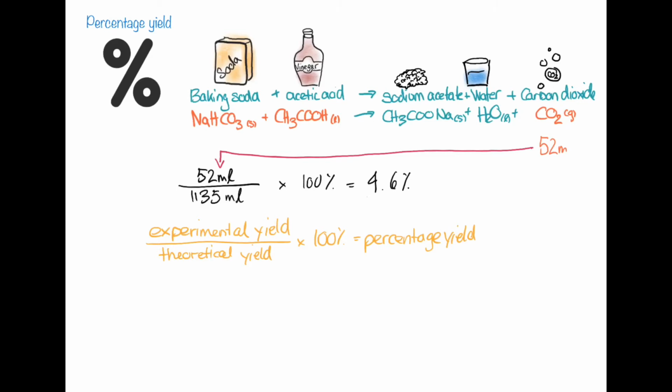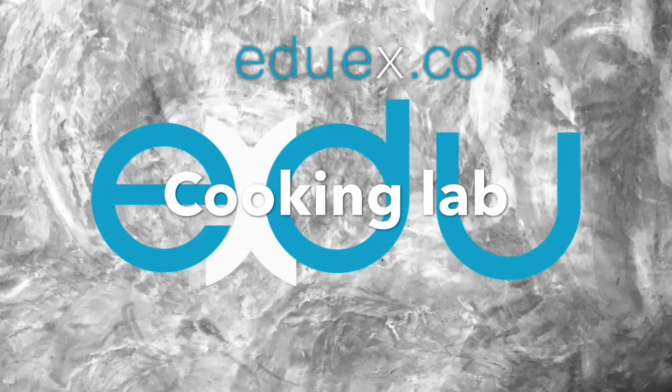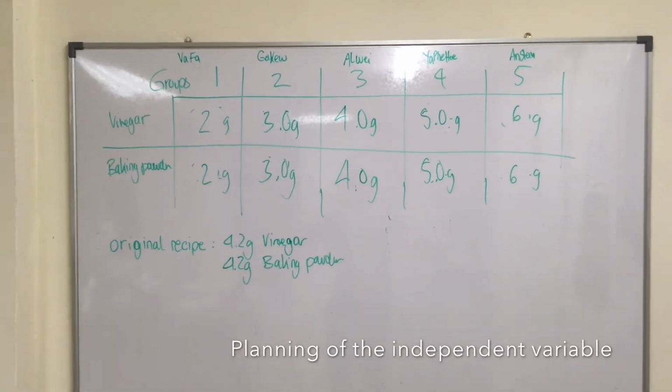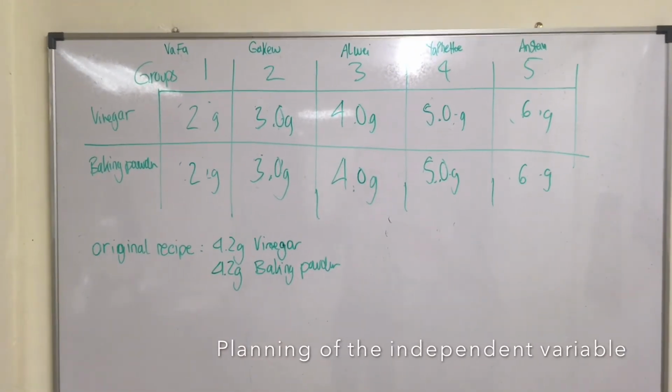It's a very low percentage, so we should think about what errors might have occurred in the experiment. This cooking lab demonstrates an application to a real-world scenario.